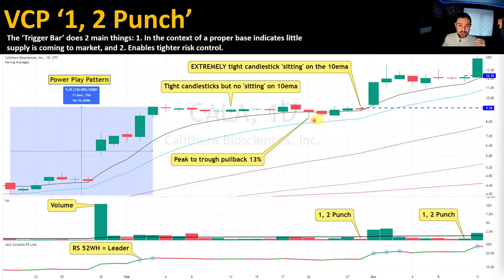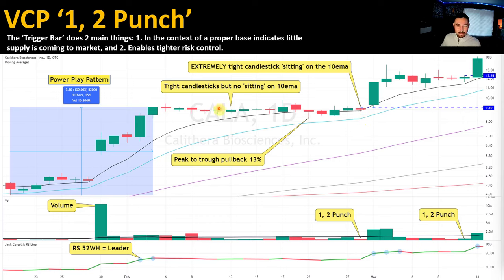It's ridiculously strong. And then what do you see over here? The extremely tight candlestick sitting on the 10 EMA. And this here is your 1-2 punch. Look how the volume dries up. But what I would say is ideally, just for me, this is my own experience, I like to see at a minimum the 10 EMA there for a power play.